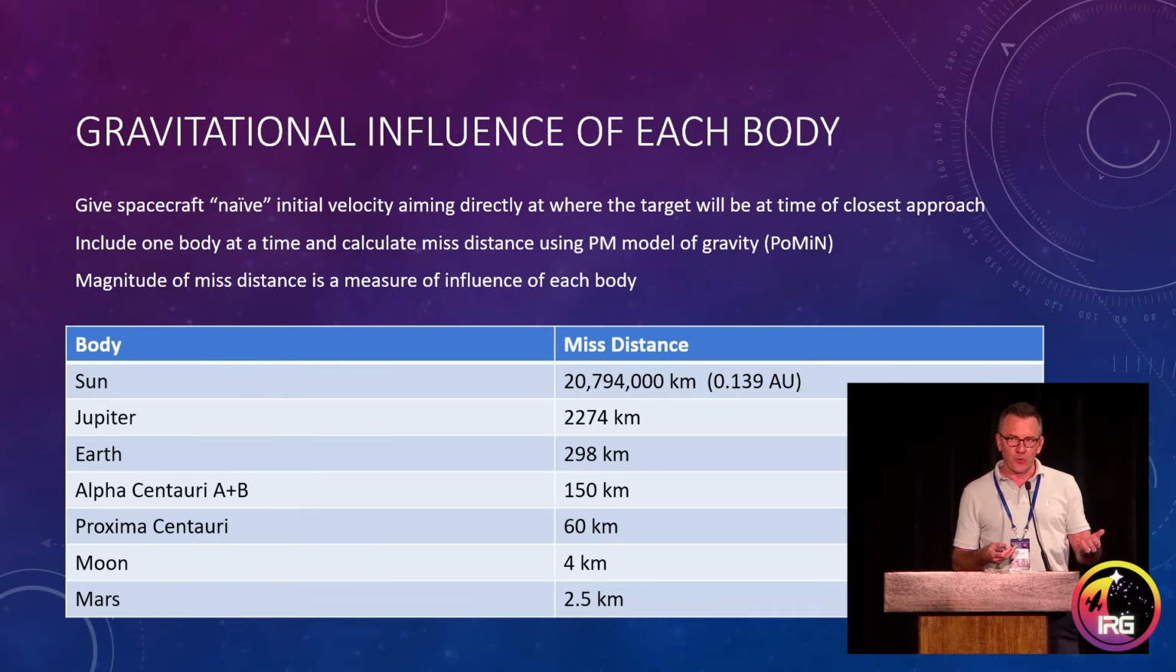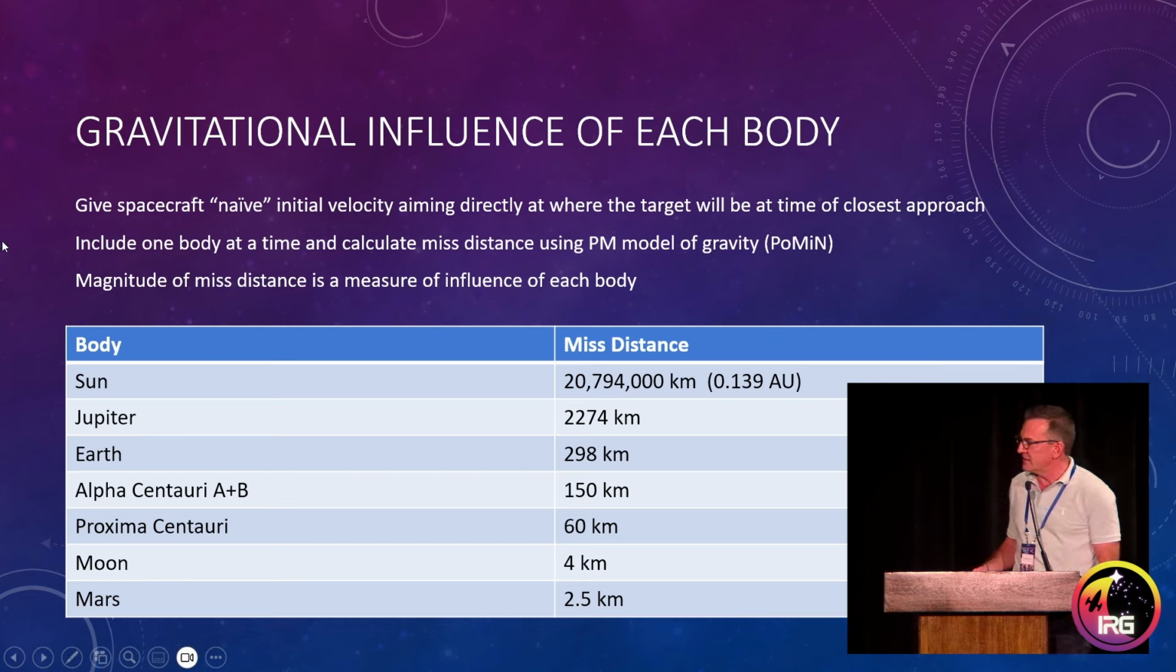Then you introduce one gravitating body at a time, calculate the trajectory as a result of having that gravitational influence, and see how much you miss the target by. The more you miss the target by, the bigger influence it had on the trajectory. That was our way of measuring the influence of each body. And you can see that the sun had by far the biggest influence. The sun caused the spacecraft to miss by 0.139 AU, about 20 million kilometers.